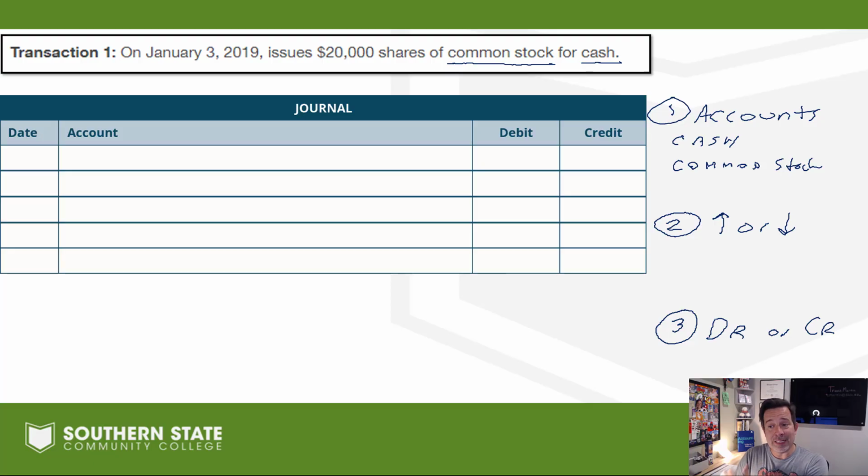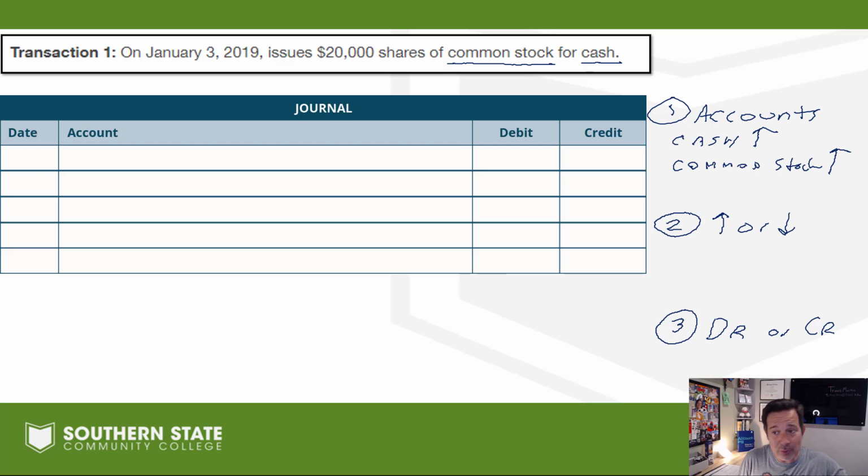Do the accounts need to go up or down? Cash is coming in the door. We're getting money. So cash needs to go up. Exact same with common stock. We've issued common stock to the investor to show that they've invested. So common stock needs to go up. We've got two accounts and they both need to go up. Well, that brings us to step number 3, debit or credit.